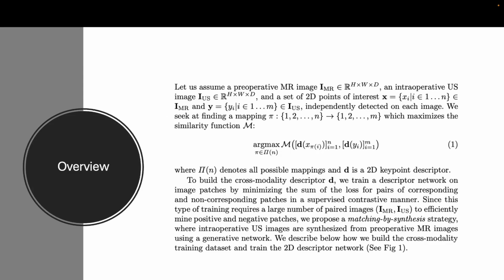So this is something from the paper. It basically explains the mathematical definition of what they're trying to do here. And yeah, we'll see. The keywords here are matching by synthesis strategy, as well as the similarity functions, where they try to compare similar points across the images, and they have a very specific way to define which points are similar and which points are not.